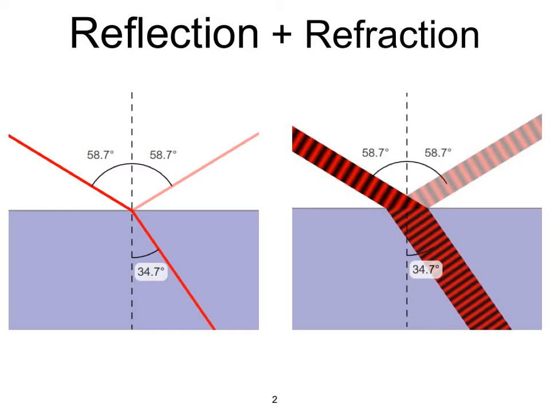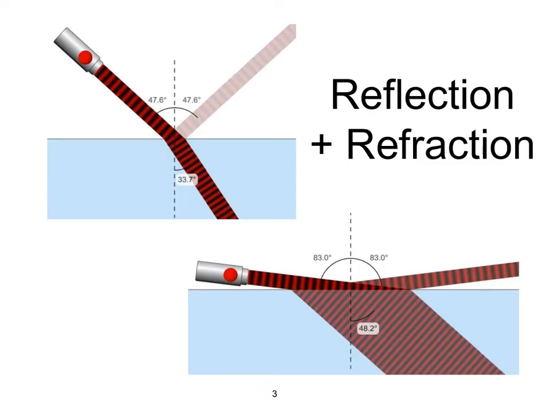The PhET simulation called bending light depicts the relative intensity of reflected and refracted light by shading the rays. So you can see in this diagram that the refracted ray is darker, indicating that in this particular case, most of the light incident on the surface is refracted into the second medium. Steeper angles of incidence, that is, angles that are closer to 0 degrees from the normal line, refract more light, leaving a smaller percentage of light that is reflected. Shallower angles of incidence, closer to 90 degrees from the normal line, reflect more light, leaving a smaller percentage of light that is refracted.